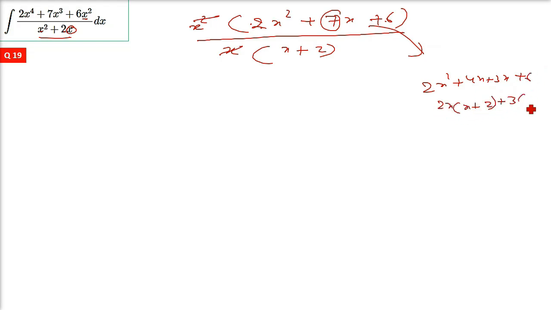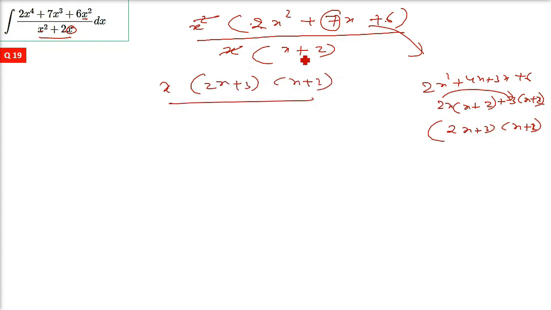Here you can take 3 common, x plus 2. So the factors are 2x plus 3 and x plus 2. These are two factors, and to our help, x plus 2 is already in the denominator. So let me write it. x was there with x square by x resolved, and you have 2x plus 3 and x plus 2 in the numerator. Denominator you have x plus 2.